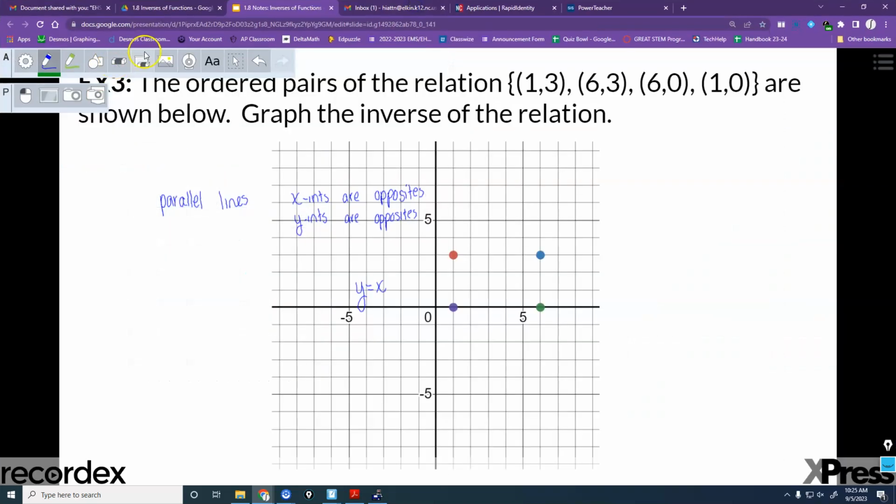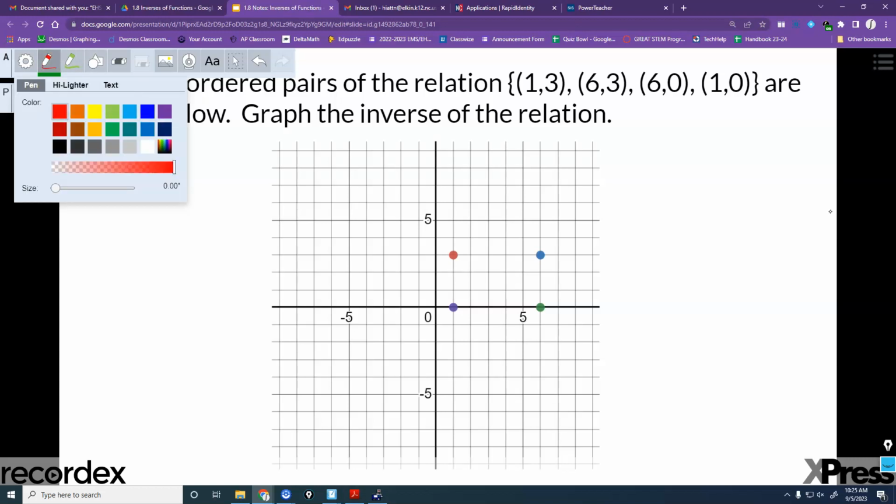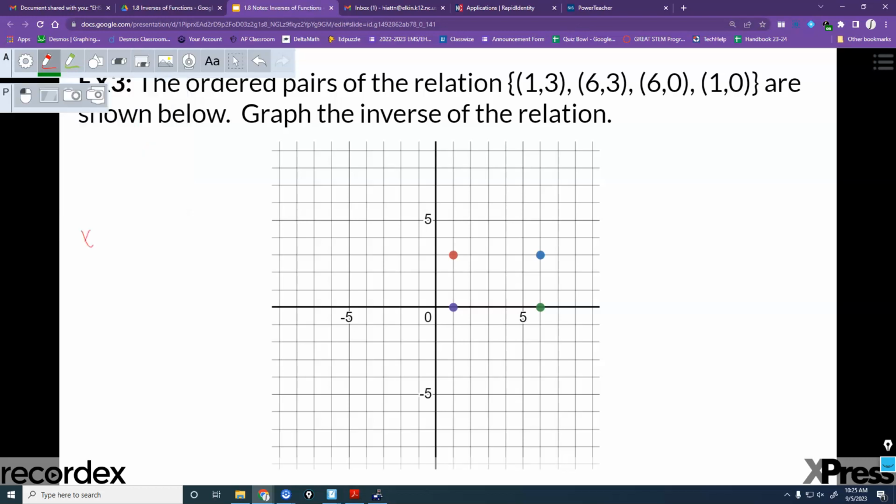Actually, we're going to do this by hand, not with this one. With the next one, it says the ordered pairs of the relations 1, 3, 6, 3, 6, 0, and 1, 0 are shown below. We're supposed to graph the inverse of the relation. Okay. So in an inverse, what's going to happen is our x and y coordinates are going to switch places. So let's write that over here in a different color. Let's do red. X and y coordinates switch places.